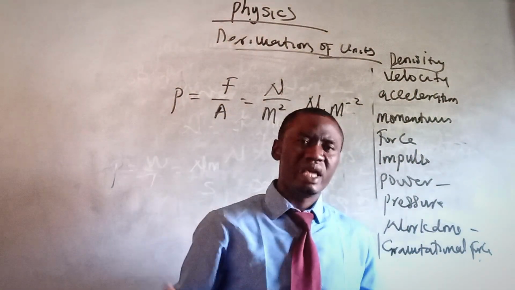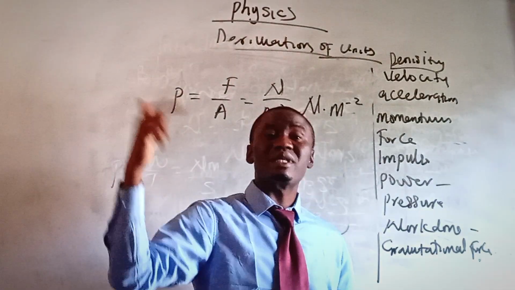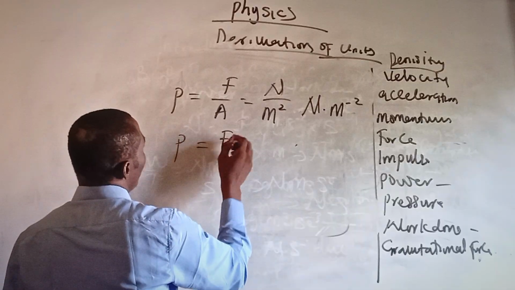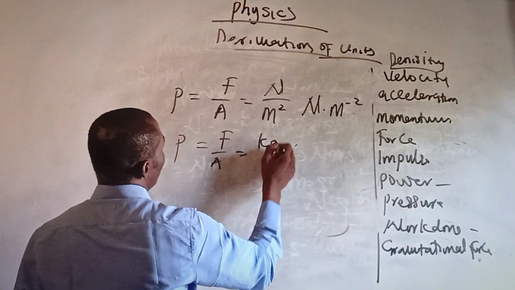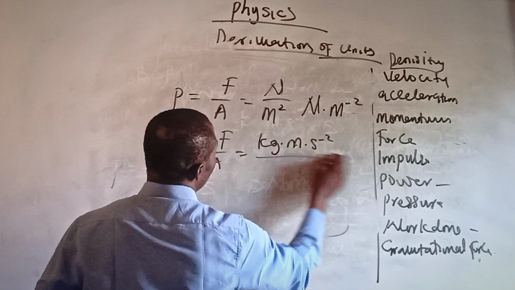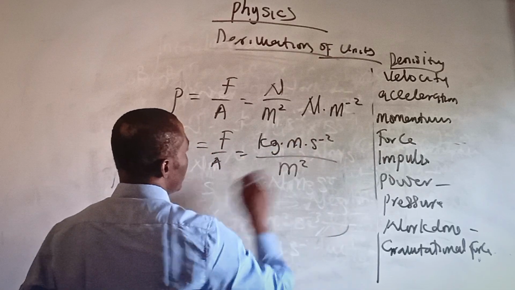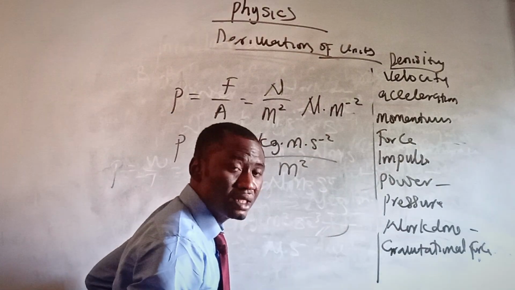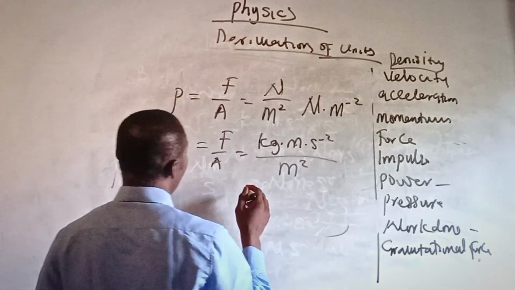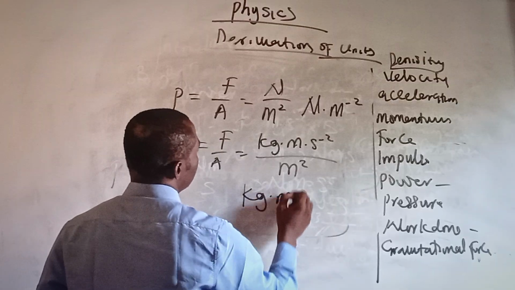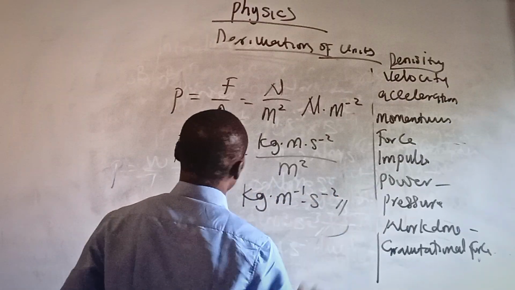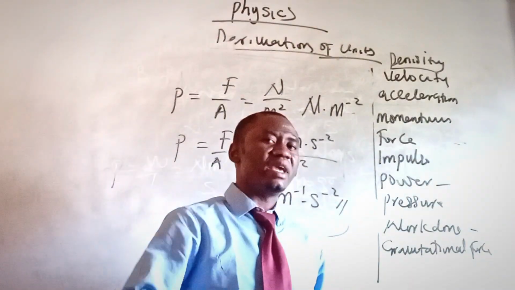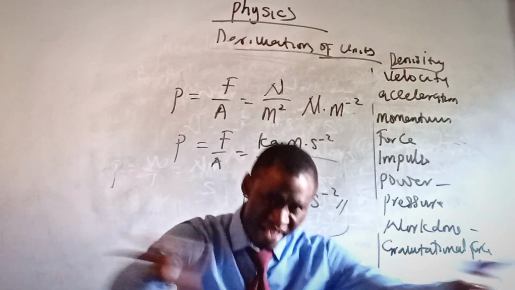But what if force is kilogram meter per second squared? Pressure will become force over area, and force is kilogram meter per second squared over meter squared. Then 1 minus 2 is minus 1. So what we're going to have is kilogram meter minus 1 seconds minus 2. And that is the unit for pressure, which is force over area.